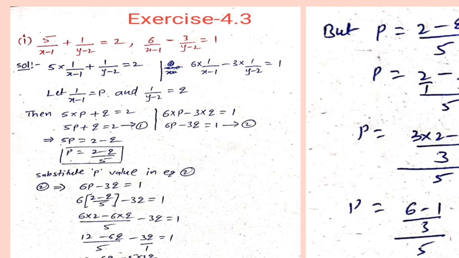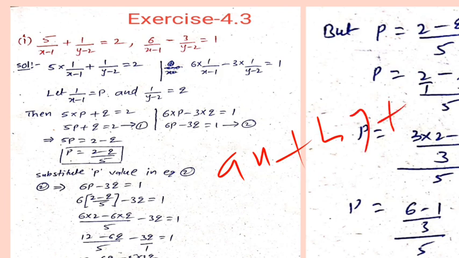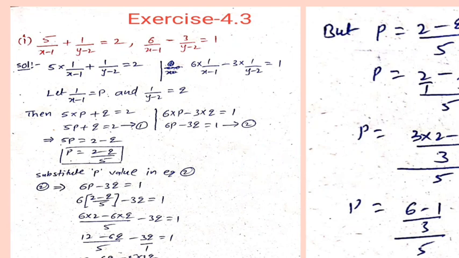Exercise 4.3, first problem: 5 by x minus 1 plus 1 by y minus 2 equal to 2, 6 by x minus 1 minus 3 by y minus 2 equal to 1. Observe the two equations. They are not linear equations because variables are given in the denominator place, and the standard form of a linear equation is ax plus by plus c equal to 0. So the given two equations are not in the form of a linear equation. So that is why we should convert the given equations into the standard form of linear equations.